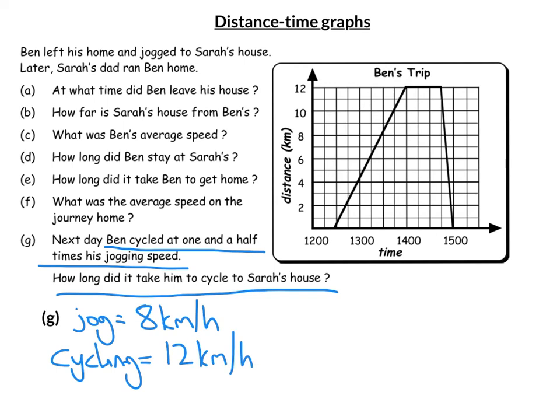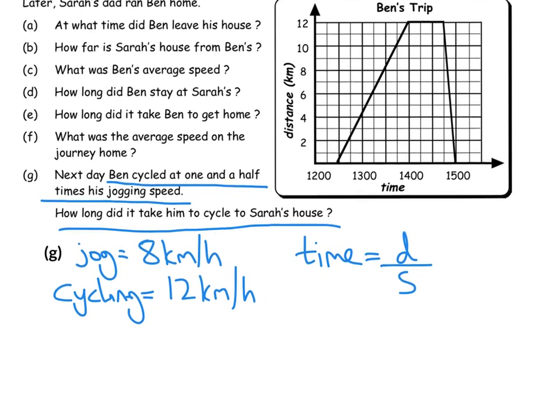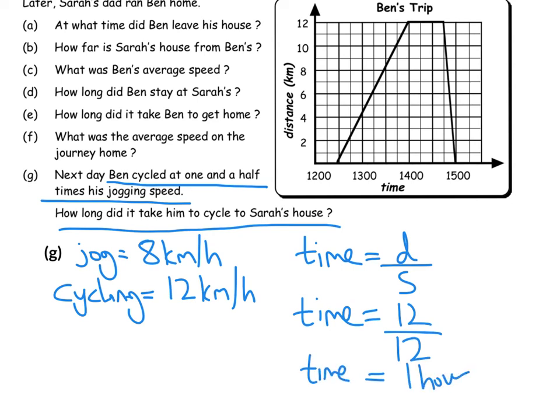Now, to work out time, time is distance over speed. So we have got here, time is going to be, well, the distance is 12 kilometers, his speed is 12 kilometers an hour, so his time is going to take him exactly an hour if he was to cycle it.